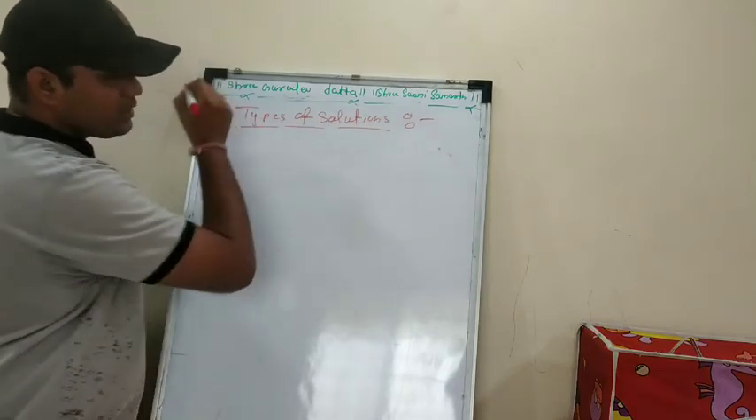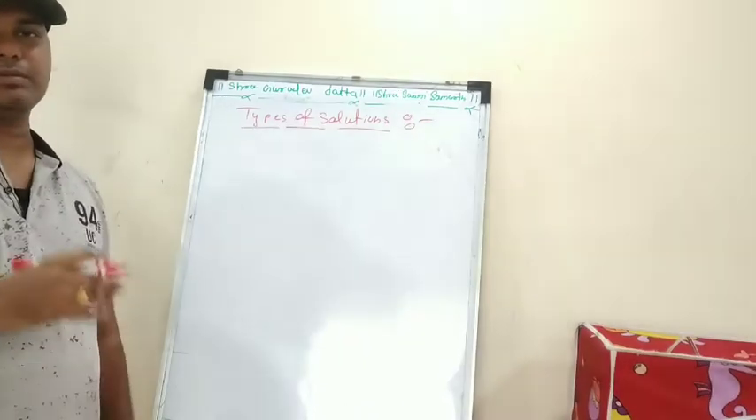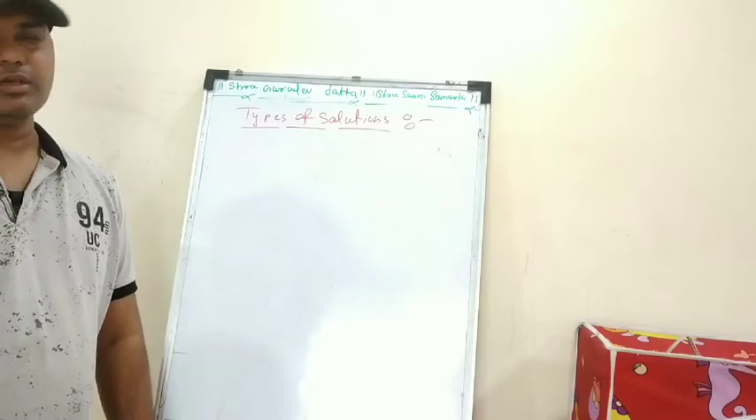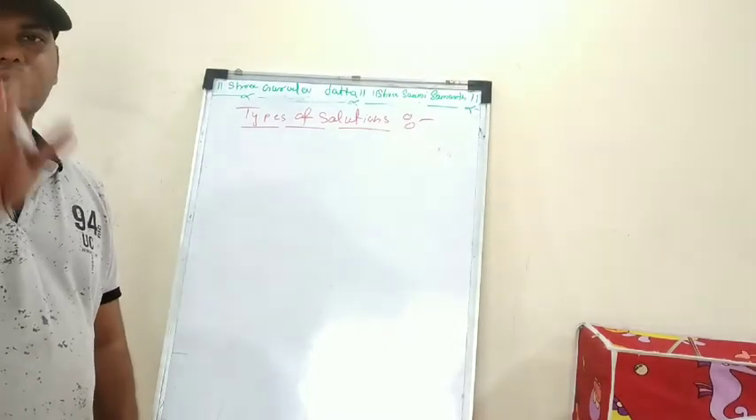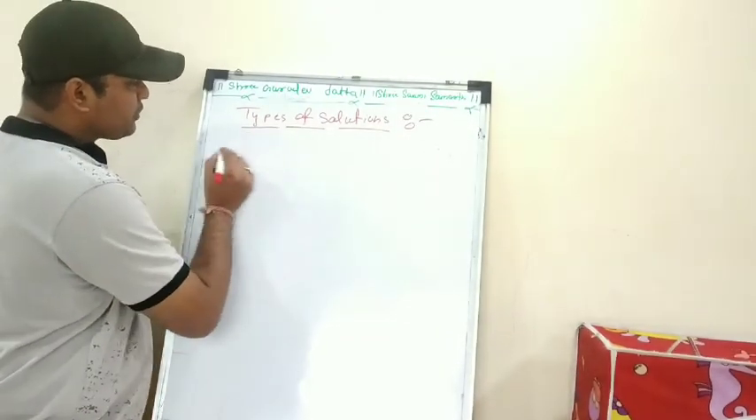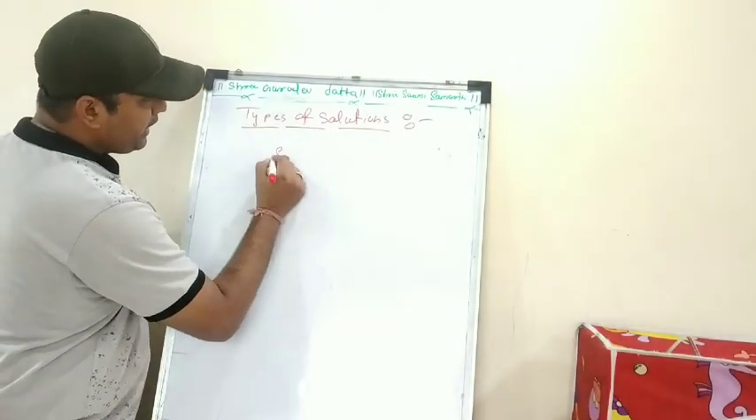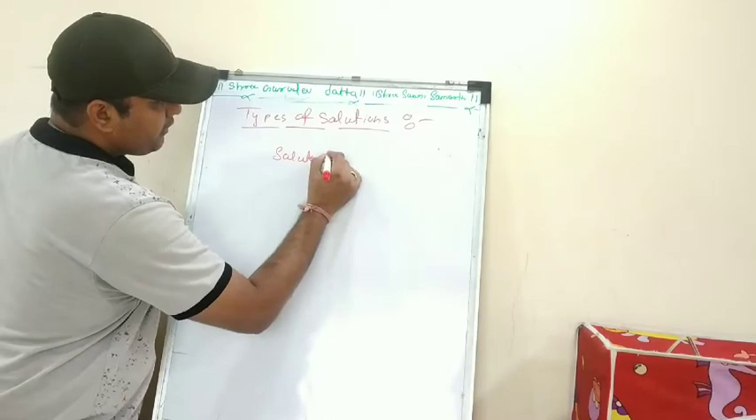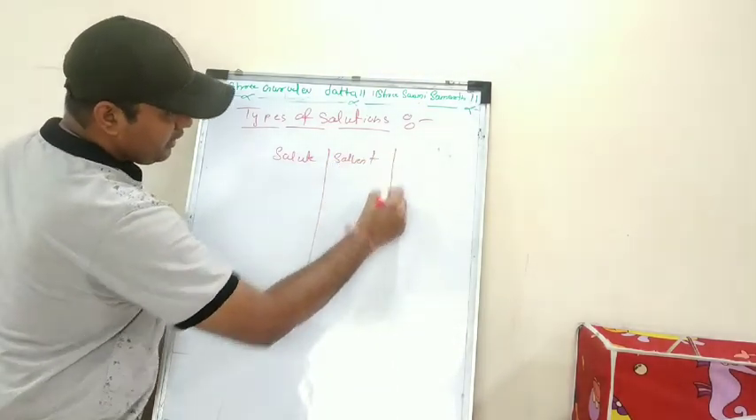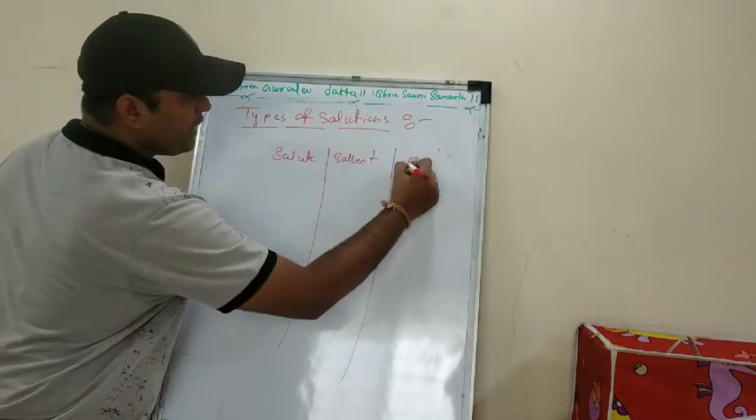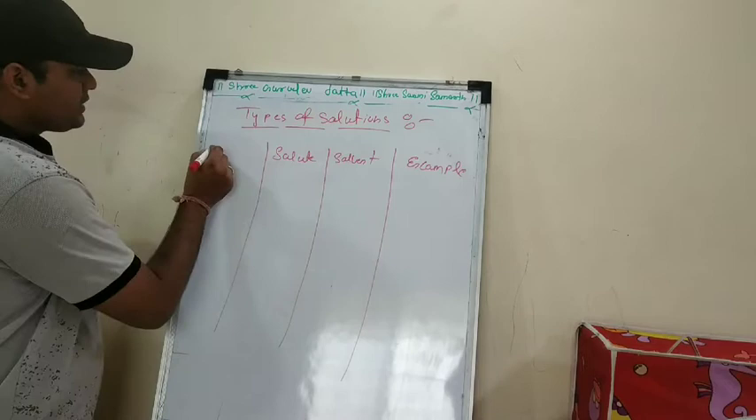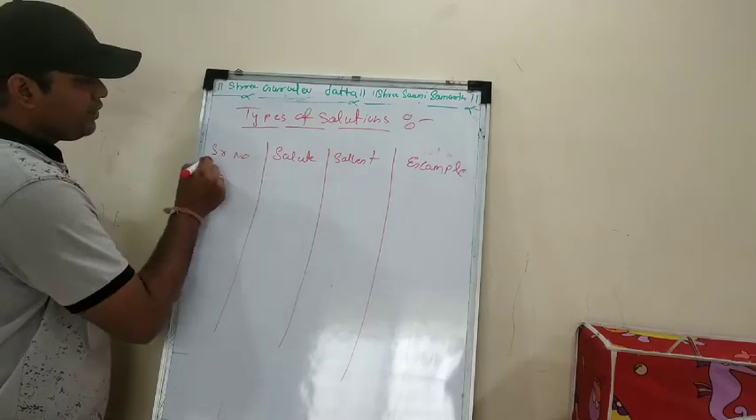My dear students, you all have learned the types of solutions in your lower classes, in your 8th, 9th, 10th standard, right? So what are the types of a solution? There are a total of 9 types of solutions. So what are those 9 types of solutions? Here I will take the solute phase and the solvent phase, and here I will take the examples. So we'll make a table, right? So let's find out these 9 types of solutions.